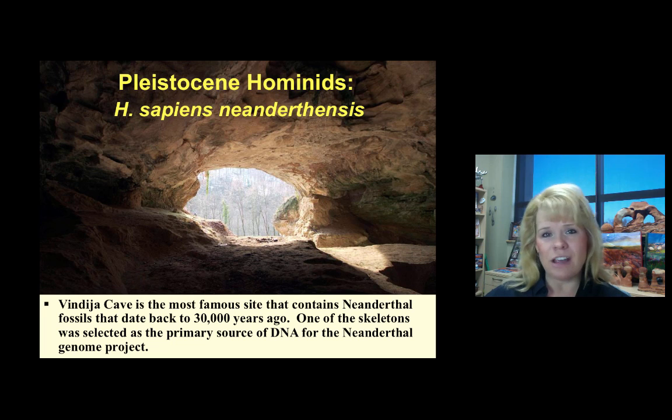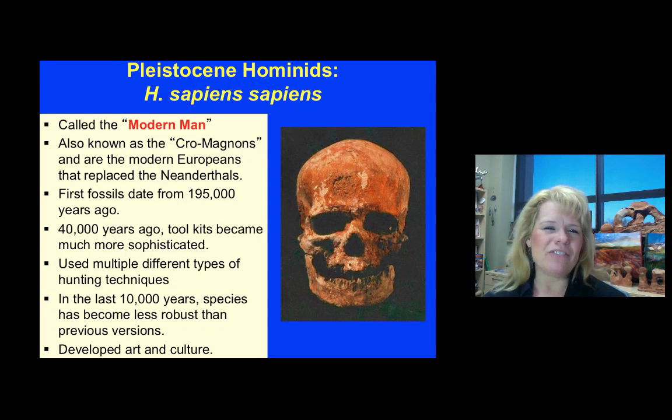Don't forget that Neanderthals are Homo sapiens. They're really our first cousins. That brings us to Homo sapiens sapiens, which is our kind, known as modern man, and our ancient versions of us are called Cro-Magnons.